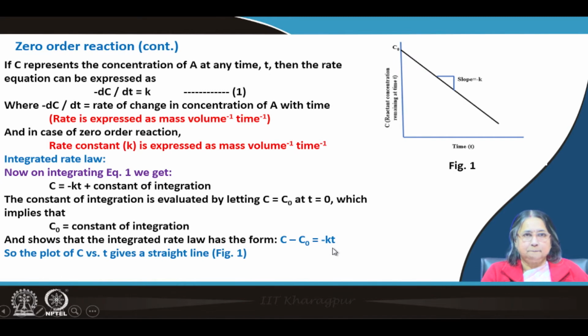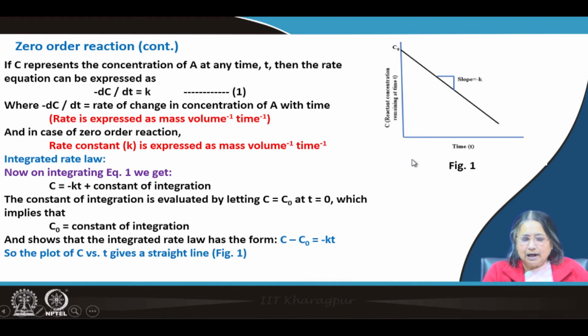Okay. So, if we plot C versus t, then how will the curve look? If we plot t on the x axis and C on the y axis, because it is the reactant concentration, it will be with a negative slope. It will be a negative slope, and the point where it cuts the y axis will be C_0, that is the concentration at time t equals 0, as we have already told.